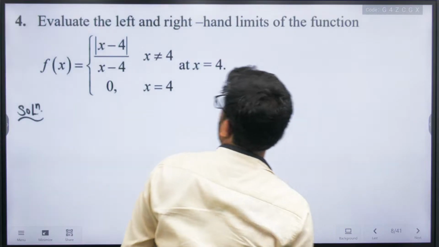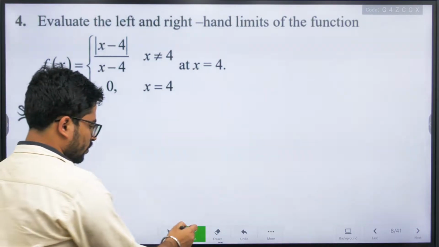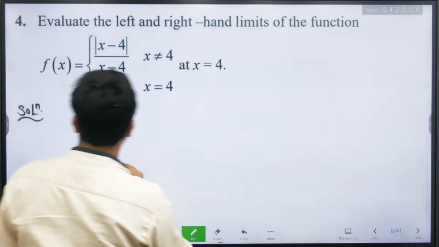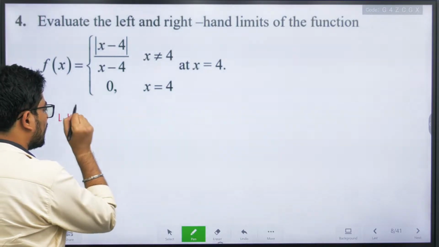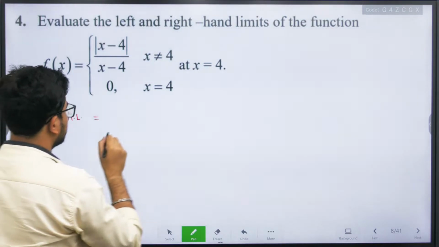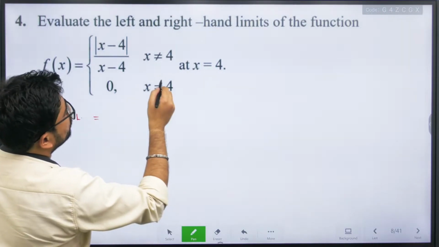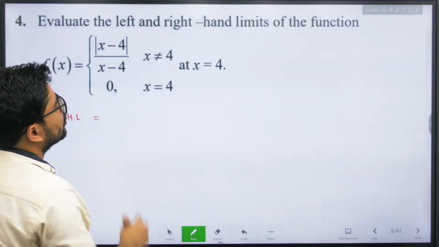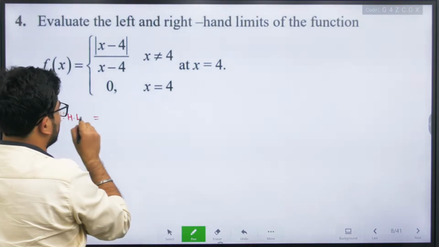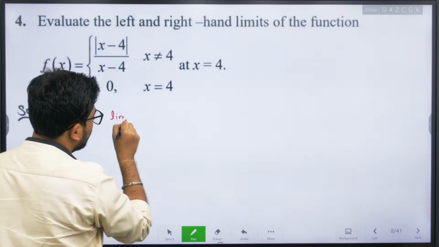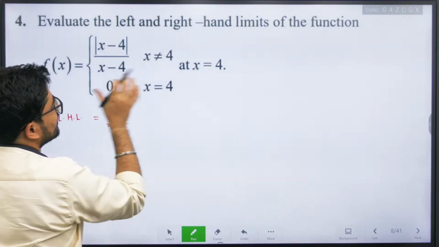Now let's do the next one. Evaluate the left hand and right hand limits of the function. Okay, sir, no problem. So the left hand limit is limit x tends to 4 minus. You have to find the limit at x is equal to 4. So at x is equal to 4, the left hand limit is limit x tends to 4 minus of f of x.